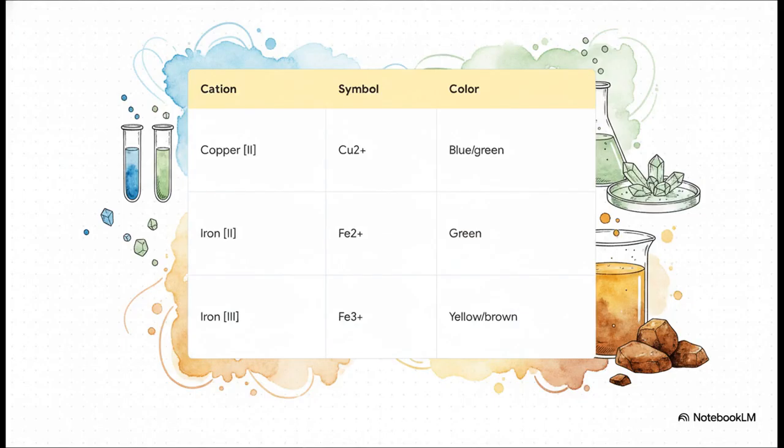And this brilliantly illustrates exactly what we're looking for. These 3 transition metal cations are the usual suspects. They pop up constantly. If you see a blue or green salt, boom, you should immediately suspect copper 2. If it's a pale green, you're most likely looking at iron 2. And if it's this rusty yellow or brown color, iron 3 is for sure your prime suspect. You really want to memorize these 3, because they are the absolute bedrock of visual chemical identification.